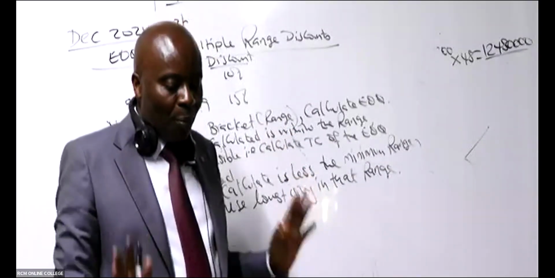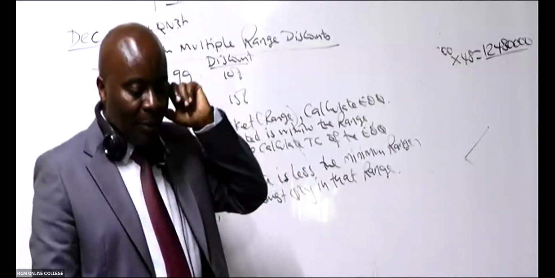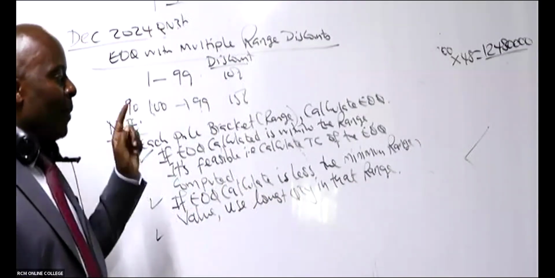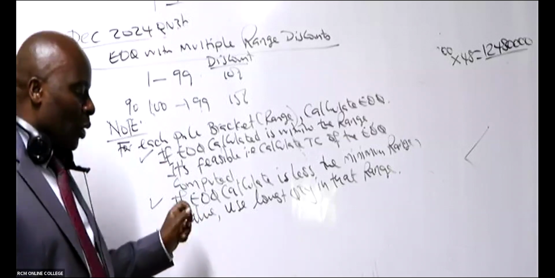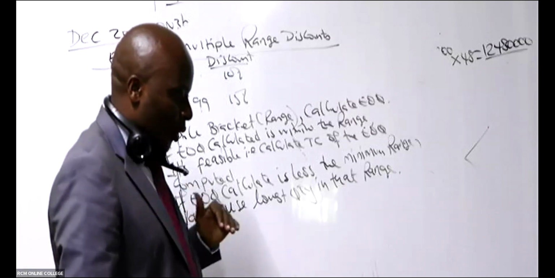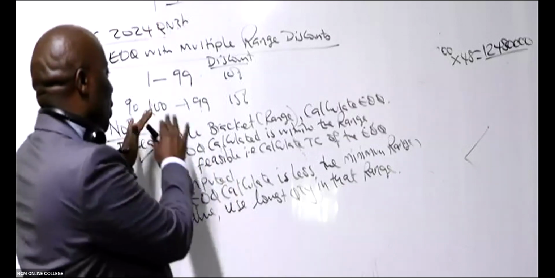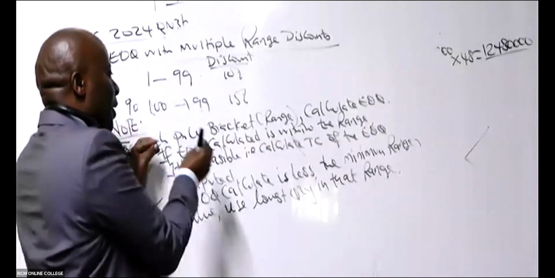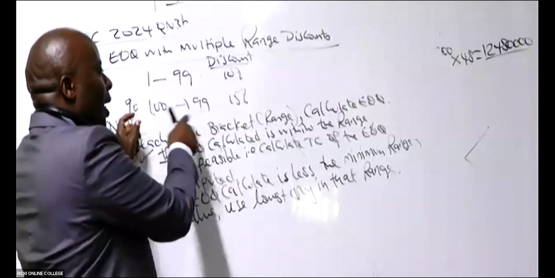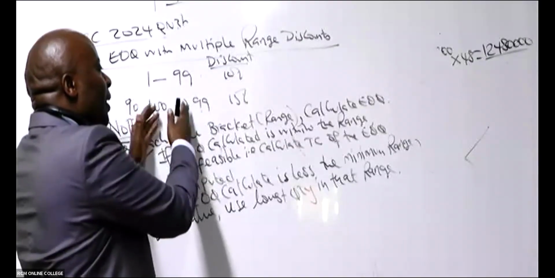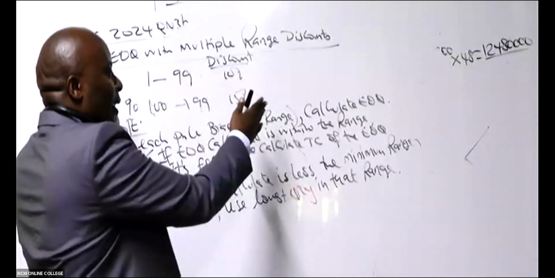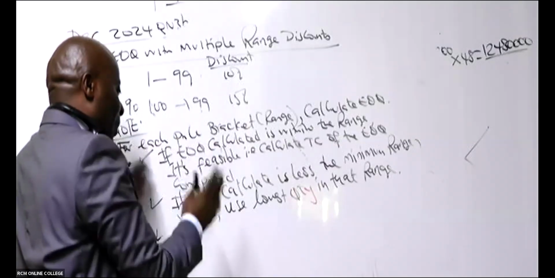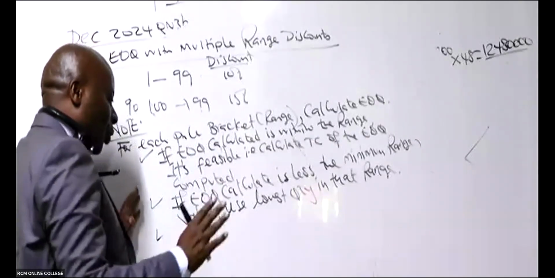So if the EOQ computed is bigger than the maximum range value, what shall we always do? You ignore. So if you're using this range again and you compute EOQ and get 240, where is 240 in this class? It's outside. It's bigger than this. So if it's too big for the shoe, you ignore that one.